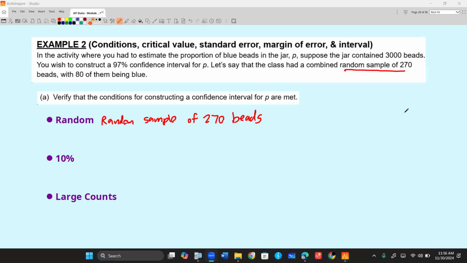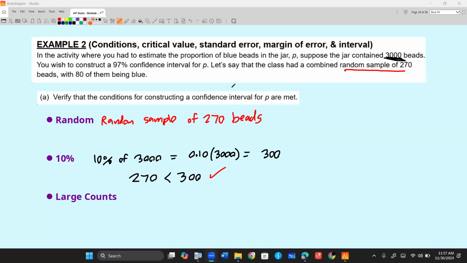It states that there's a random sample of 270 beads, so I just copied that down. Let's now check the 10% condition. Our jar contains 3,000 beads. If you take 10% of those 3,000 beads, that's going to be 300. Our sample size is only 270. So since that's less than 300, we've met the 10% rule. We're not sampling more than 10% of our beads.